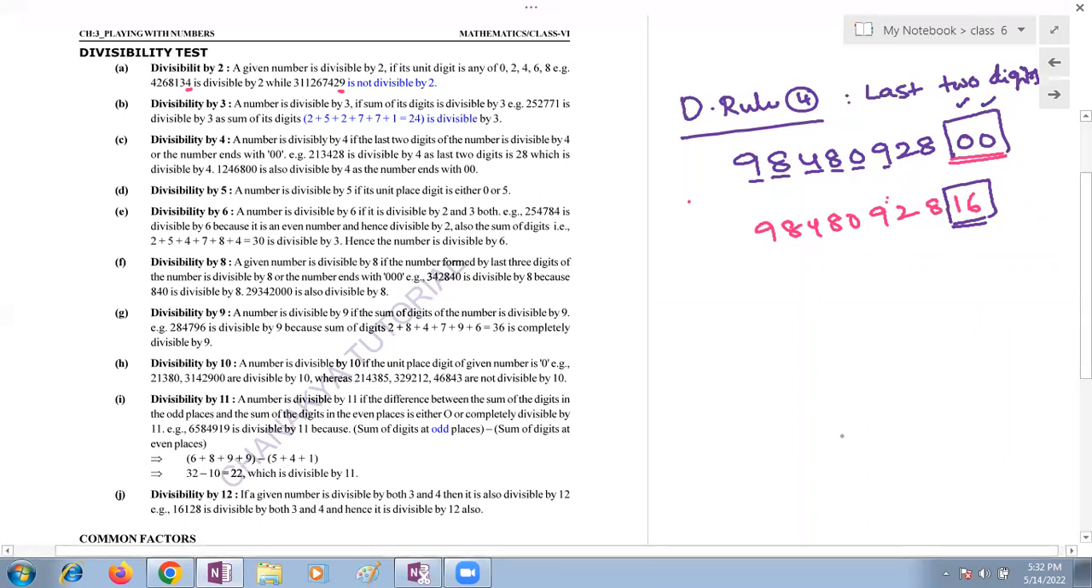Yes, ma'am. You only need to check the last two digits. Rule 4 means check the last two digits; no need of seeing every number. Rule 3 means you have to add up all the digits and see whether it is divisible by 3 or not.